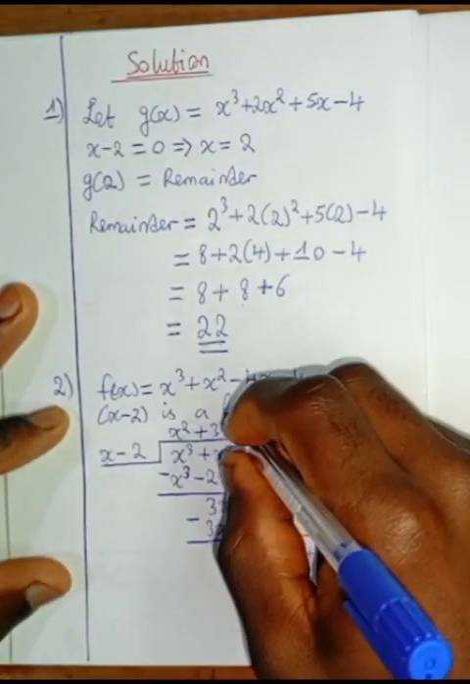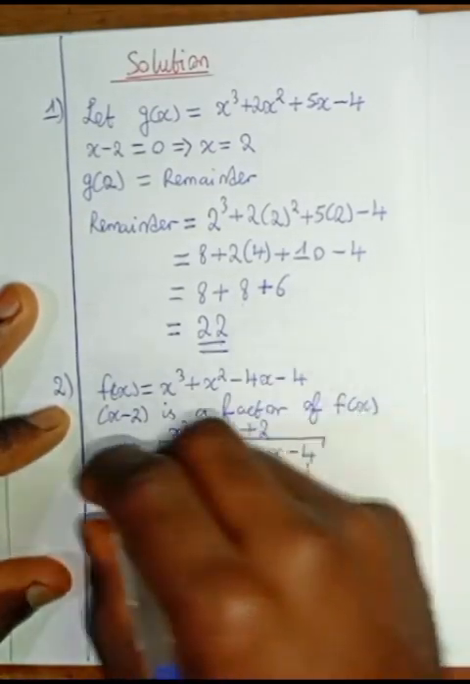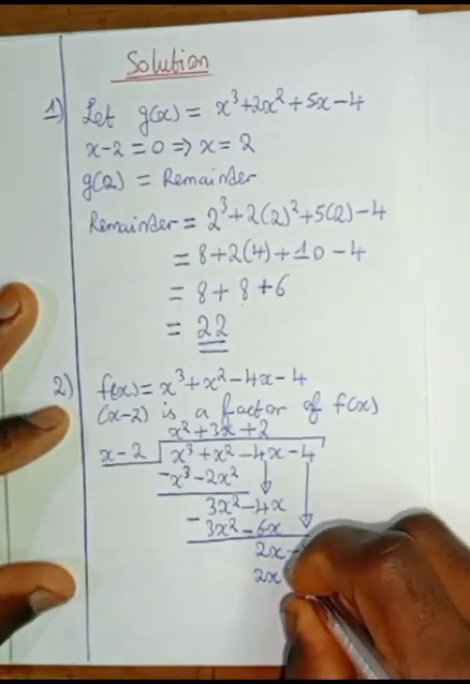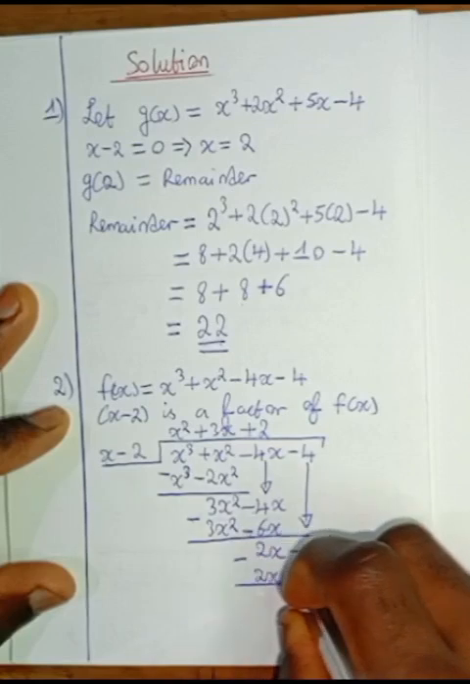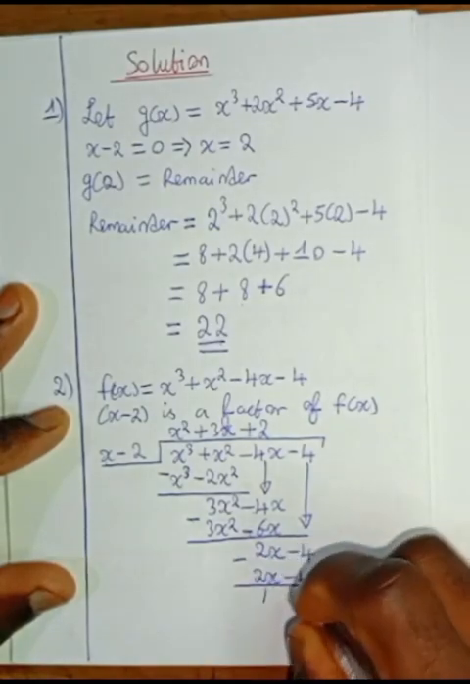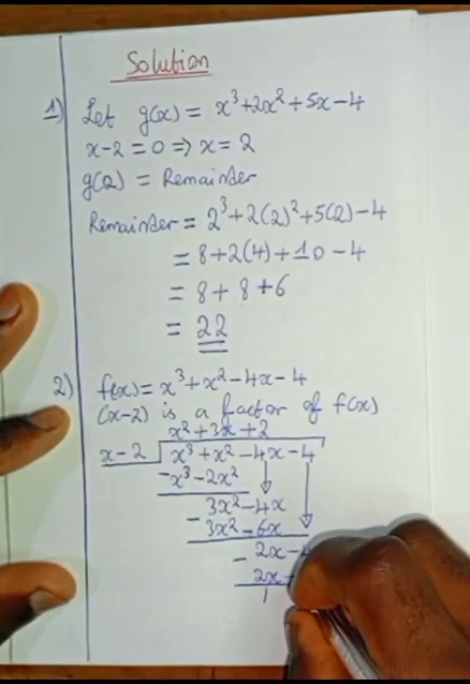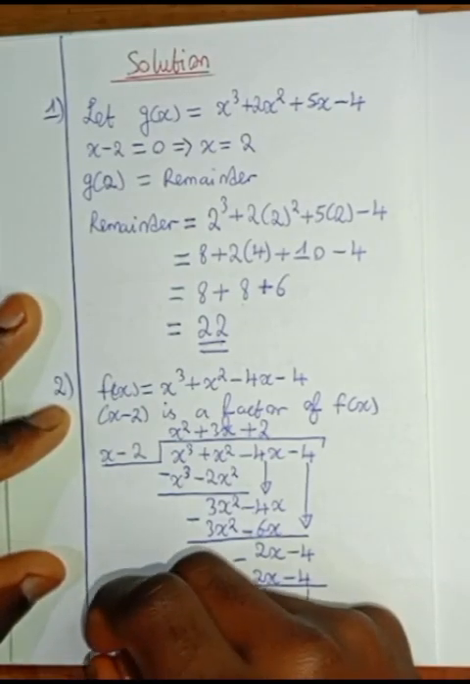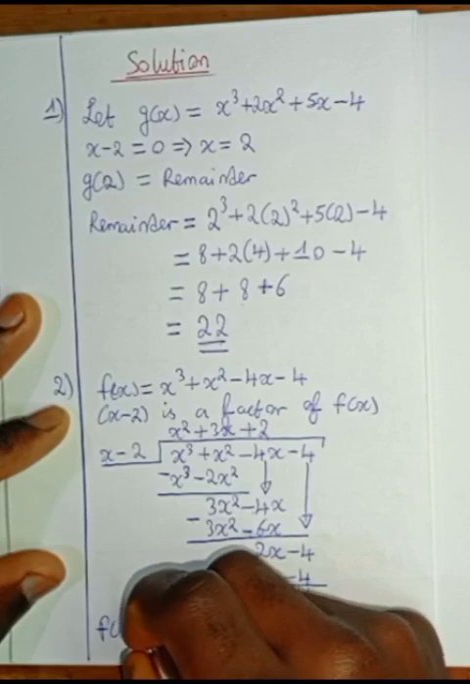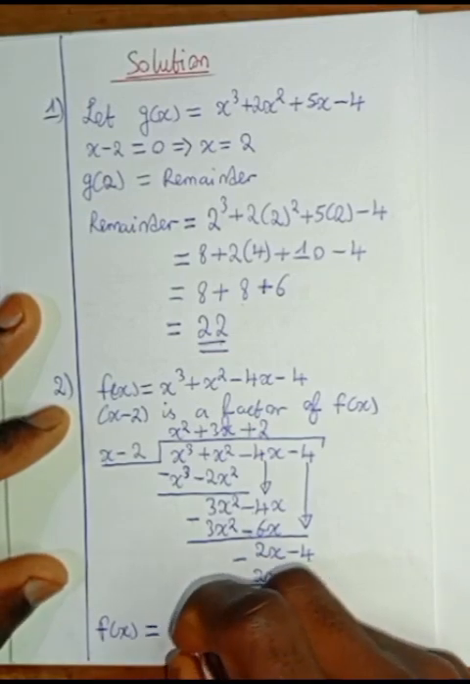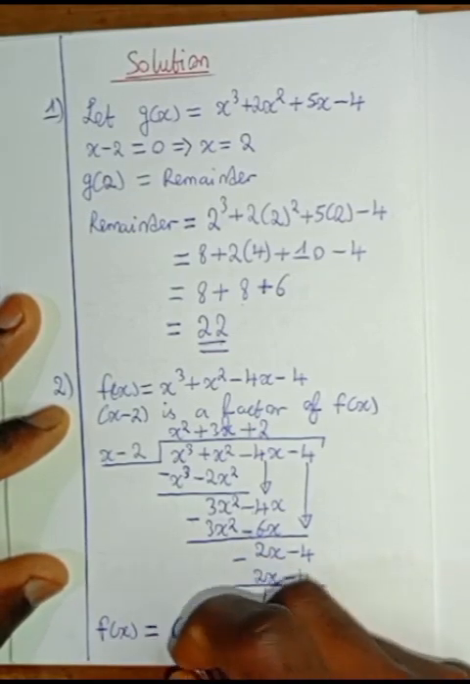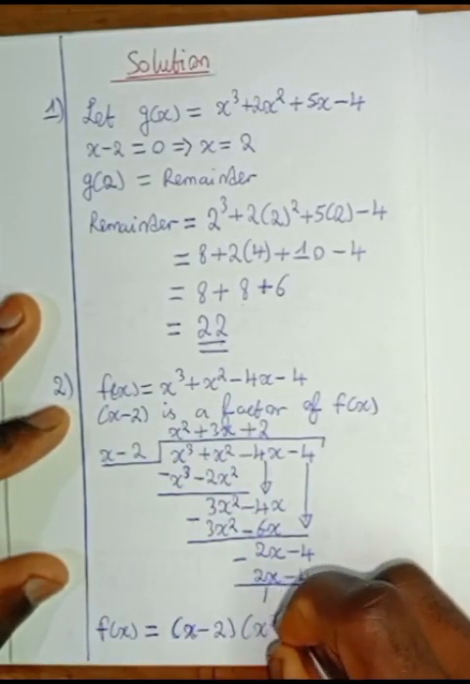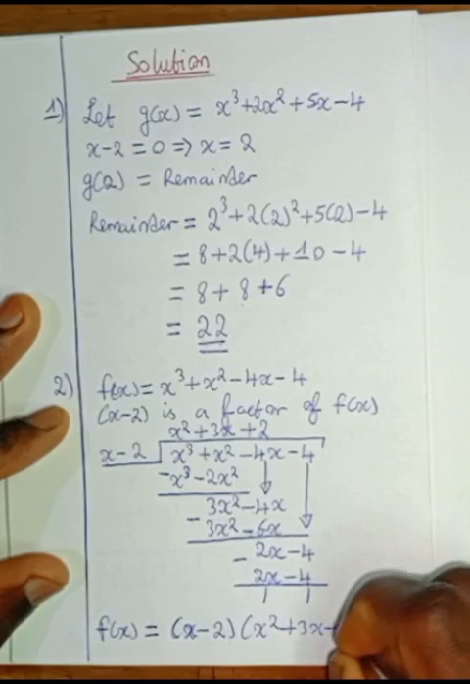2x divided by x gives us plus 2. 2 times x gives us 2x. 2 times negative 2 gives us negative 4. We subtract. 2x minus 2x gives 0. Negative 4 minus negative 4 gives 0. It therefore means f of x, our polynomial, can be expressed as x minus 2, the divisor, times the quotient, which is x squared plus 3x plus 2.